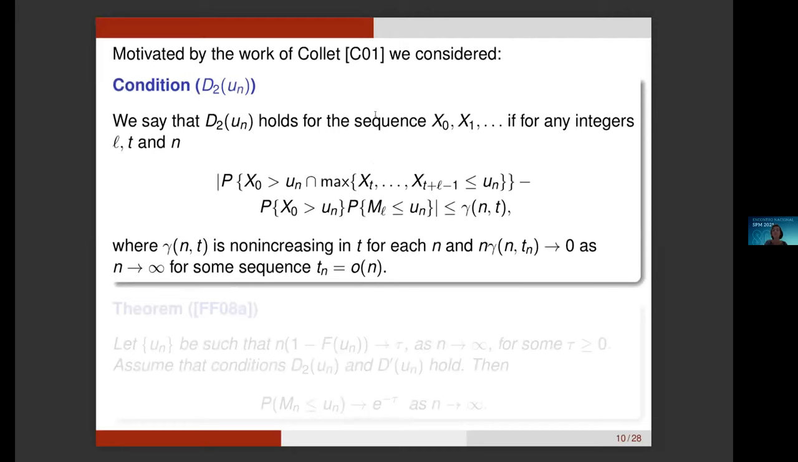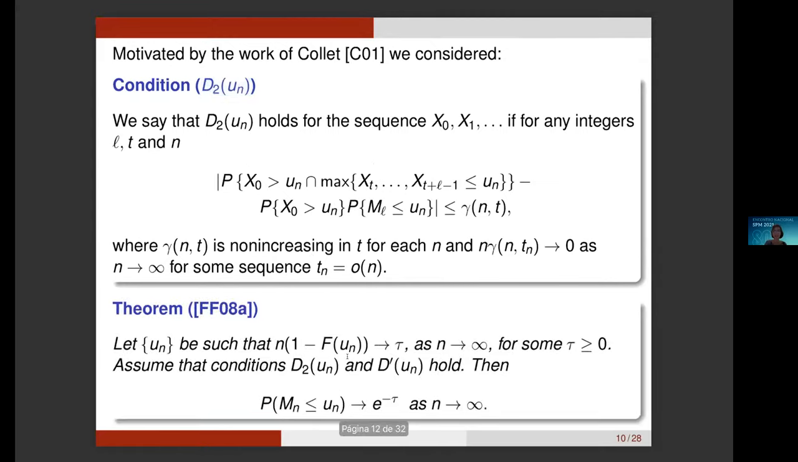So motivated by the application to dynamical systems, and also by the very inspiring work of Collet of 2001, we considered a condition D2 weaker than condition D with the advantage that it follows from sufficiently fast decay of correlations, okay? And we have seen that under the two conditions D2 and D prime, we still have the same law. So the law is the same as in the independent case.